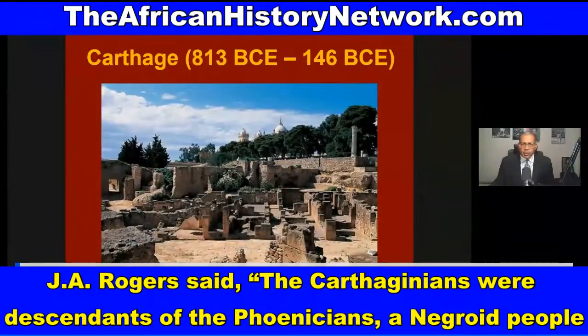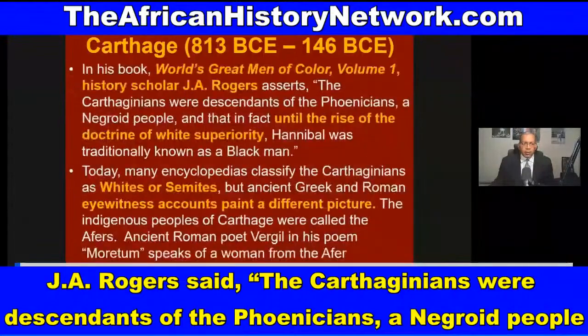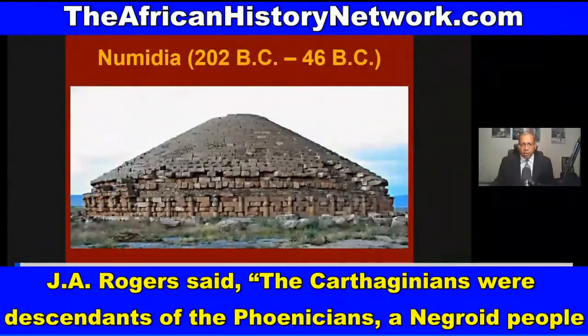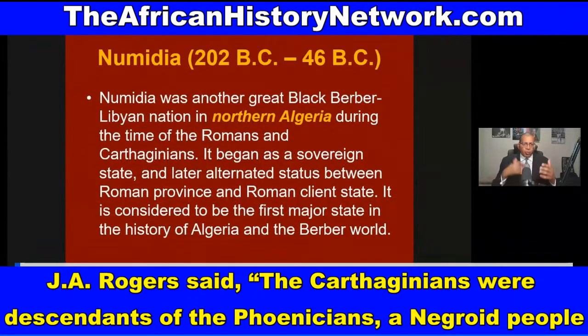Okay, so we have Carthage. Europeans try to claim Carthage for themselves also, and we deal with Carthage in the class, and the Punic Wars. We talk about Numidia also, which existed from about 202 BC to 46 BC, because we go through and look at different African civilizations, and we look at a chronology of thousands of years of history.